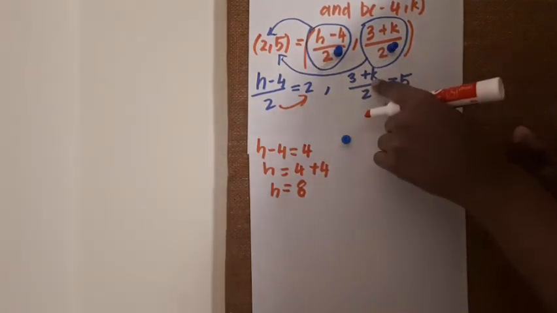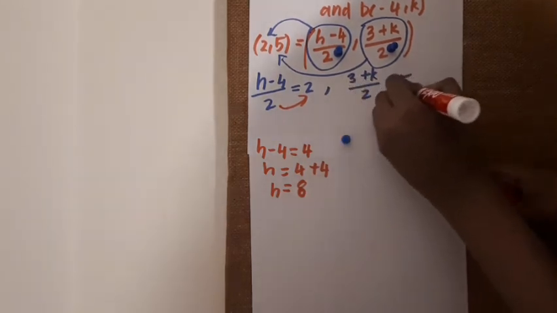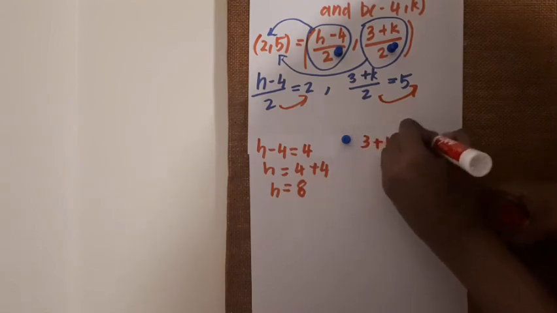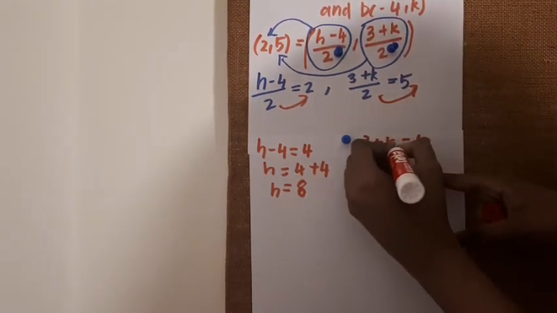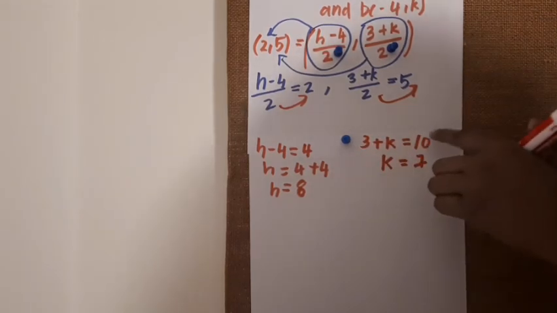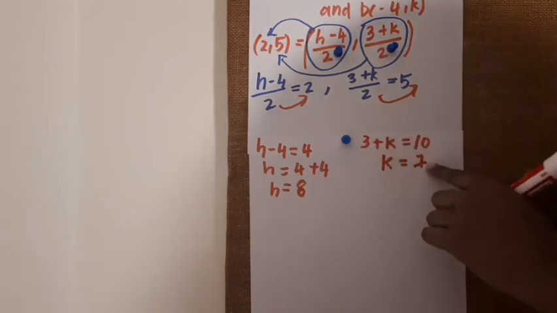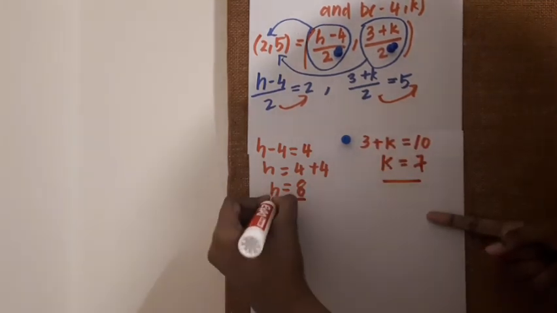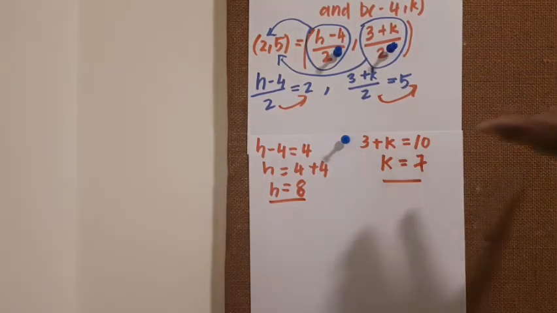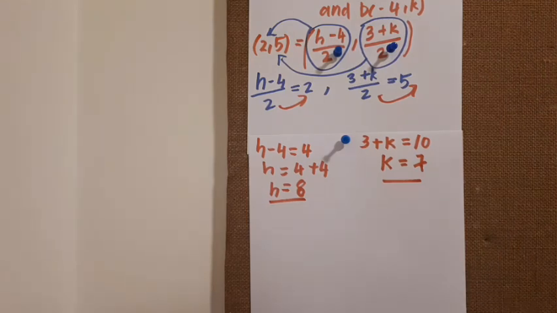Solve exactly like that for k. Bring this 2 over to this side. It's going to be 10, because 2 times 5 is 10. Then bring this 3 to the other side, so k is going to be 7, because 10 minus 3 equals 7. So you have your values, and you will get marks for each step you have shown. As I'm repeating myself, always show all your steps. Don't ever skip any step. You don't know which step is given marks.